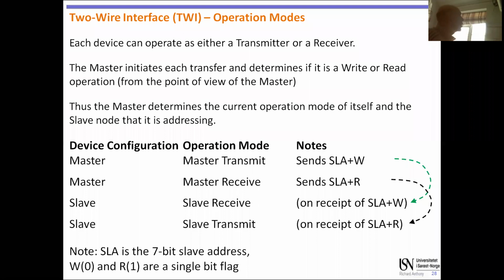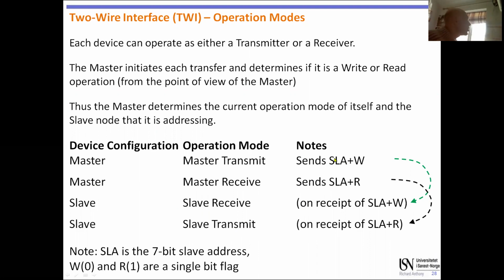In terms of transmit and receive, if we want the master to be the transmitter, then of course that's going to connect to a slave being a receiver. And if we want the master to be a receiver, then that's going to obviously connect to a slave being a transmitter. And we have these special codes.